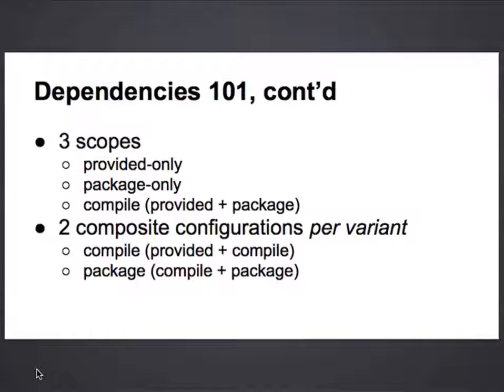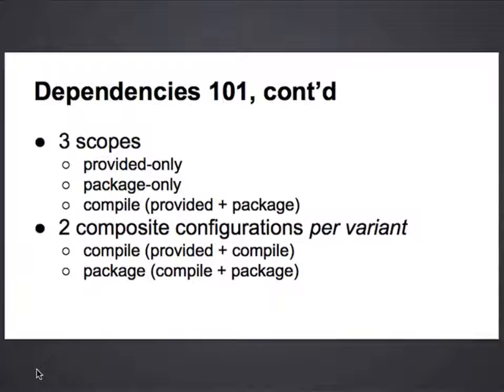And so we end up creating composite configurations that extend from all of those dependencies, and we create two of them, compile and package, per variant. And so when you have a regular project with five variants, you have 10 of those configurations. And if all you do is compile and you add a dependency, let's say a retrofit, you're going to have 10 of those composite configurations that all have the same content.